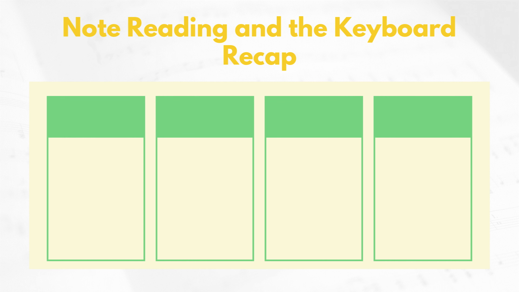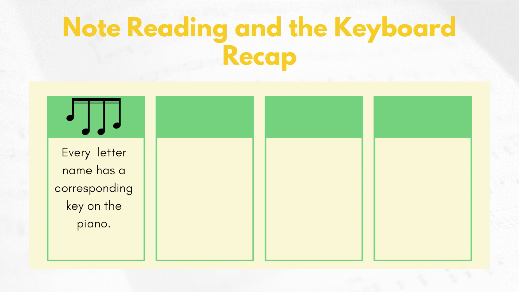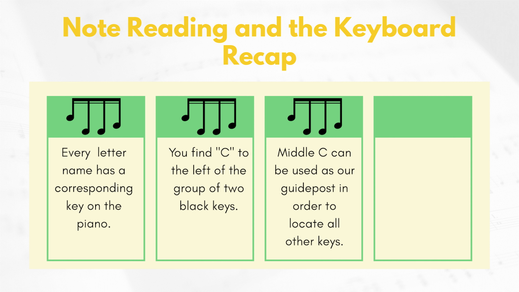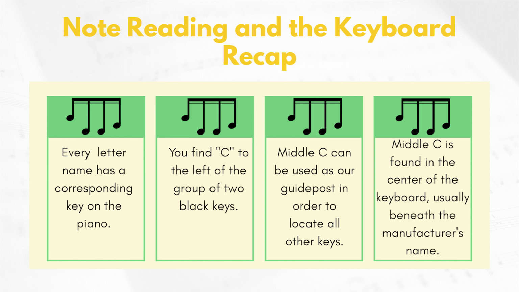Let's now close out our lesson with a very quick recap. First, for middle C, every letter name, or note has a corresponding key on the piano. Second, you can find C to the left of 2 black keys. Remember, middle C can be used as our guidepost in order to locate all other keys. And middle C is found in the center of the keyboard, usually beneath the manufacturer's name.